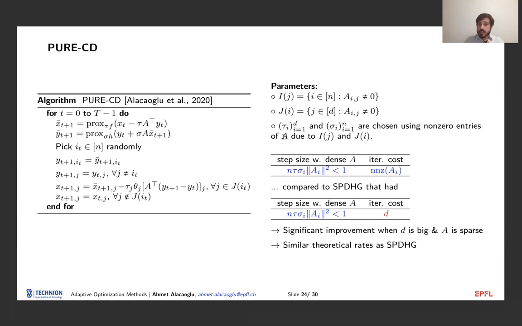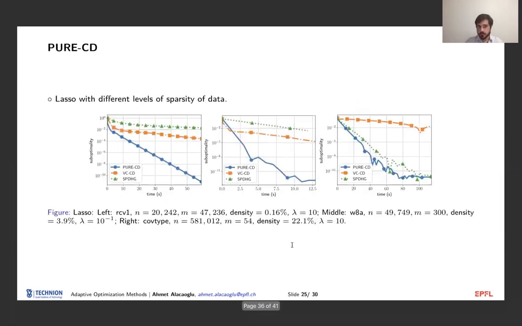And essentially, when we do this, in the dense setting, we will get the same step size as the SPDHG before. So this table is for SPDHG and this table is for pure CD. But iteration cost, for SPDHG, we had D before. But in this case, we are just going to have non-zeros of AI. So essentially, we can have significant improvement when D is large and A is sparse. And also, I'm not showing here for brevity, but the theoretical rates will be essentially almost the same as SPDHG. So we get as good theoretical guarantees as SPDHG.